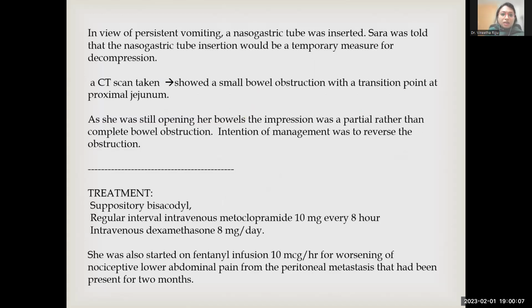And what was done? A nasogastric tube was inserted as a temporary measure for decompression, and a CT scan showed a small bowel obstruction. As she is still opening her bowels, the impression was a partial rather than a complete obstruction. The intention of management was to reverse the obstruction. So she was given a suppository of bisacodyl and also metoclopramide and IV dexamethasone 8 milligram per day. So do you think this prescription is good enough? Or would you like to make any change over here?